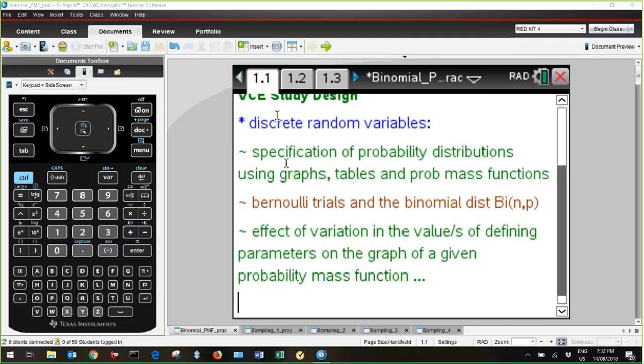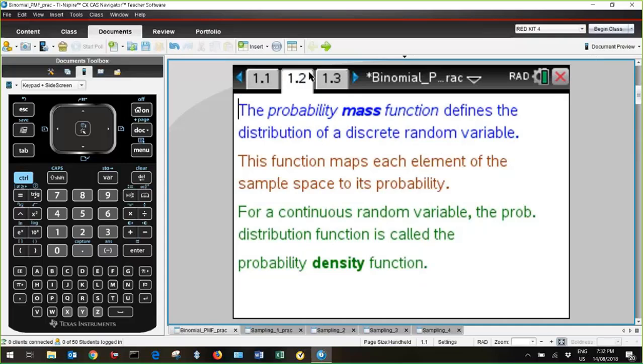Now, the probability mass function: when the study design first came out, teachers were a bit confused about that. The probability mass function is just a function that defines the distribution of a discrete random variable. For a continuous random variable, it's a probability density function. For a discrete one, it's a mass function.